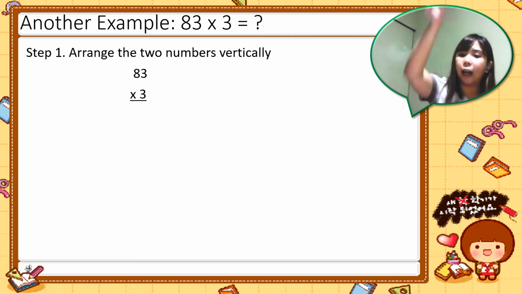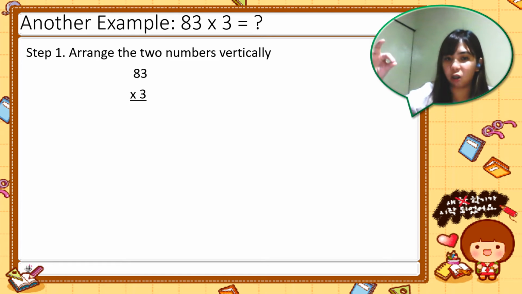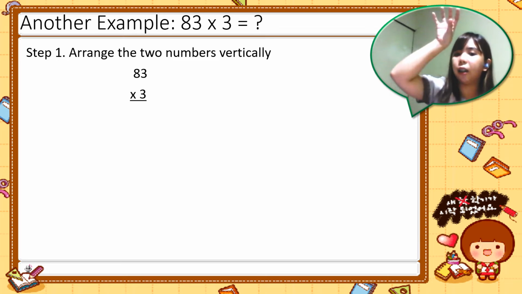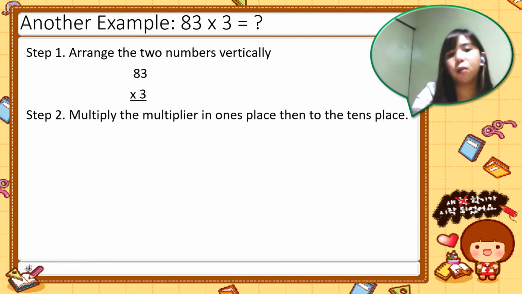When we say vertical, gapa, tindog. 83 times 3 nga ara is sa babaw ho, naga-horizontal siya. So, i-arrange na siya in a vertical position wherein 83 ang ara sa babaw and then ang times 3 ara sa dalom. So, ang equal sign will be the line below them. So, step 2 is to multiply the multiplier in ones place, then to the tens place.